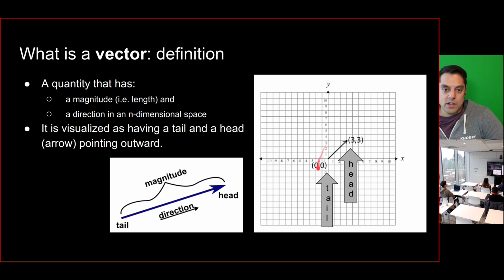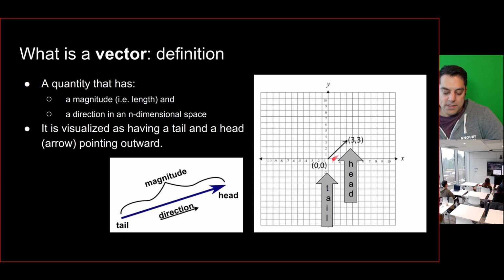Here's an example on the grid in the right image. This is a vector that we would call 3, 3. So the tail or the starting point is at 0, 0. And then it extends out 3 units on the x and 3 units on the y-axis, indicated by 3 and 3 respectively. We usually visualize the tail and the head with an arrow, where the head is showing us the direction that the vector is moving.